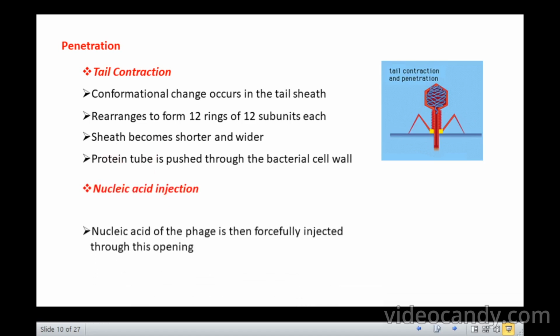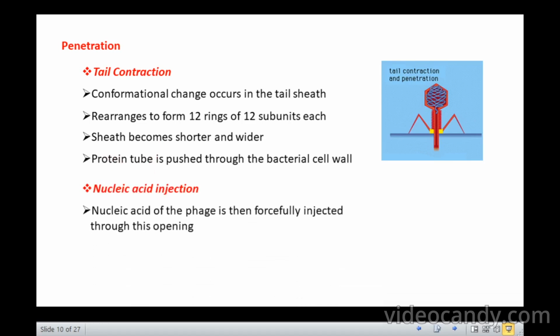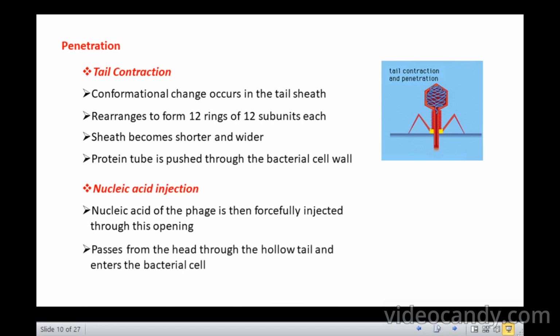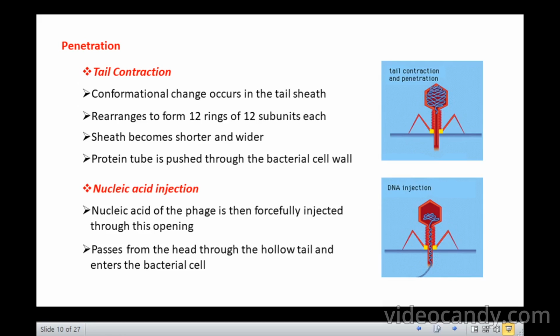The nucleic acid of the phage is then forcefully injected through this opening. It passes from the head through the hollow tail and enters the bacterial cell, as can be seen in the picture. The remainder of the phage remains on the outside of the bacterium and is called ghost phage.